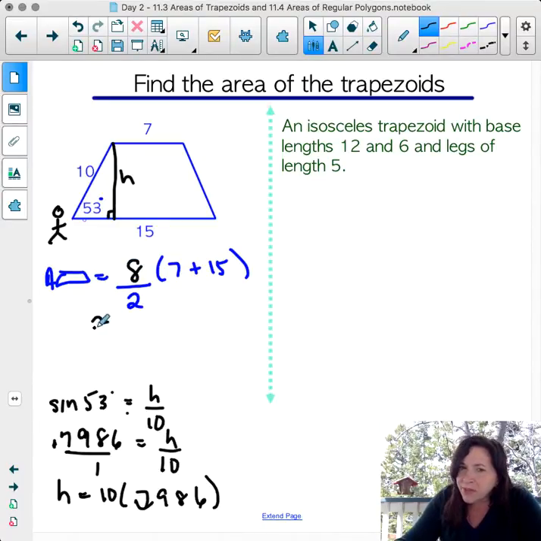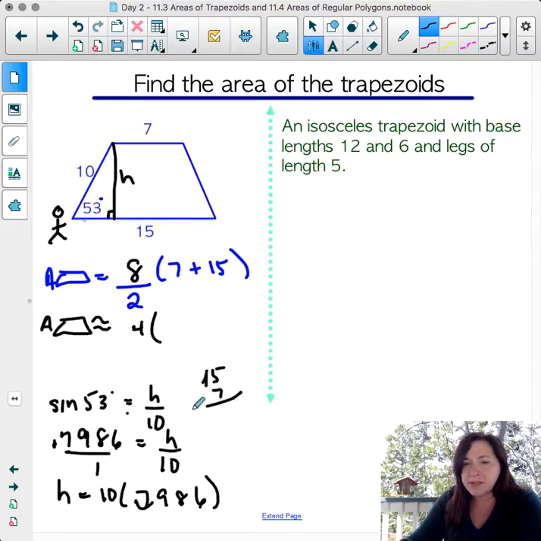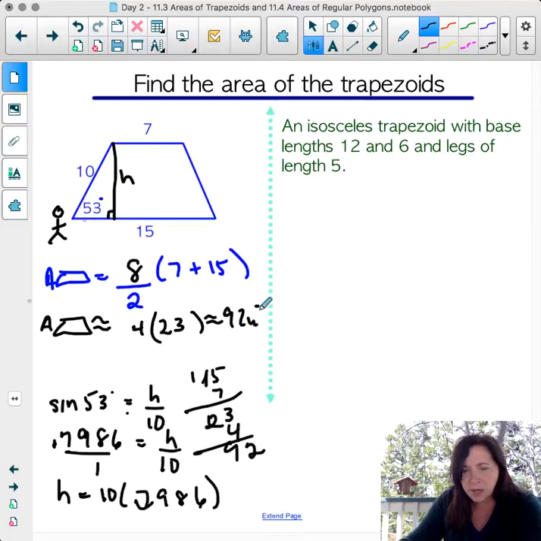We'll say about 8, approximately 8. So the area of my trapezoid, okay, is equal to 4 times 7 plus 15. So 15 plus 7 is going to be what? 23. So 4 times 23, and that's 92. So this is about 92 units squared.